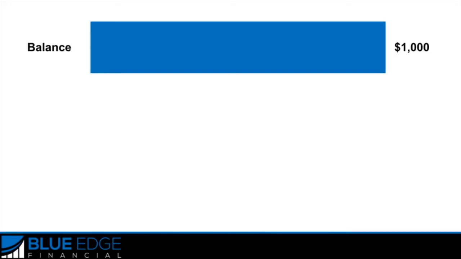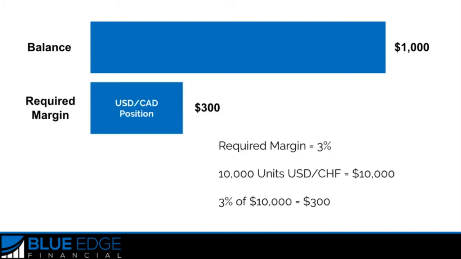Let's look at an example. Let's say you open an account and you deposit $1,000. Your balance would be $1,000, right? Then you open a long USD CAD position at a 0.1 lot size or 10,000 units. The first step is to calculate the required margin. If the required margin is 3% and 10,000 units of USD CHF is equal to $10,000, then 3% of $10,000 is $300. So that's your required margin.